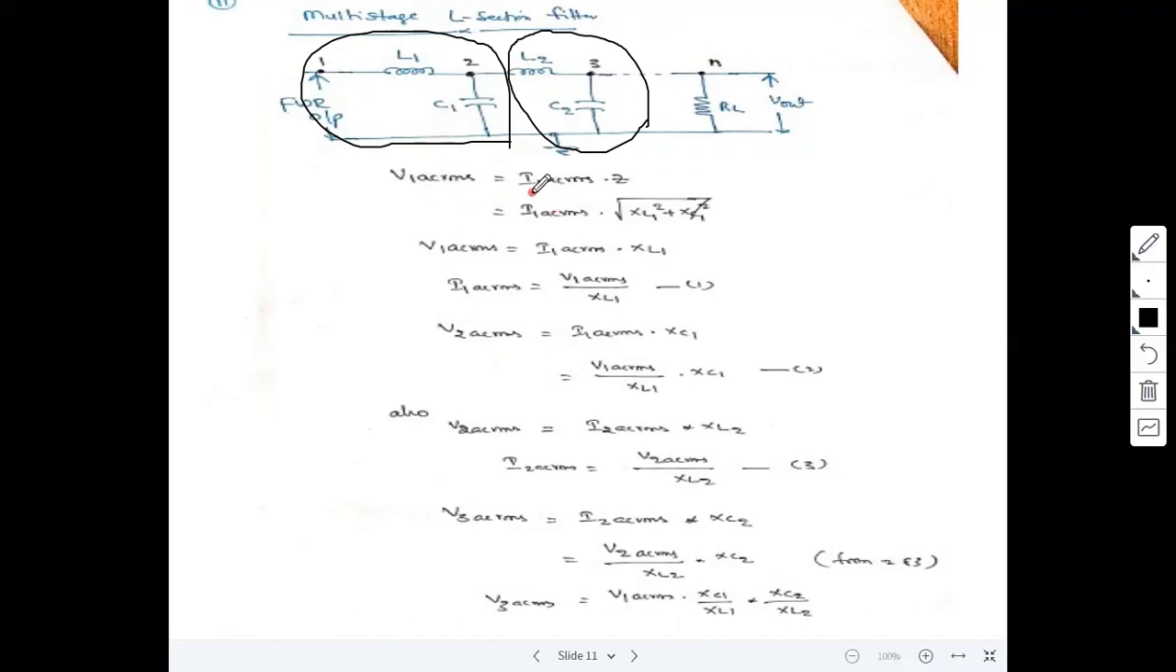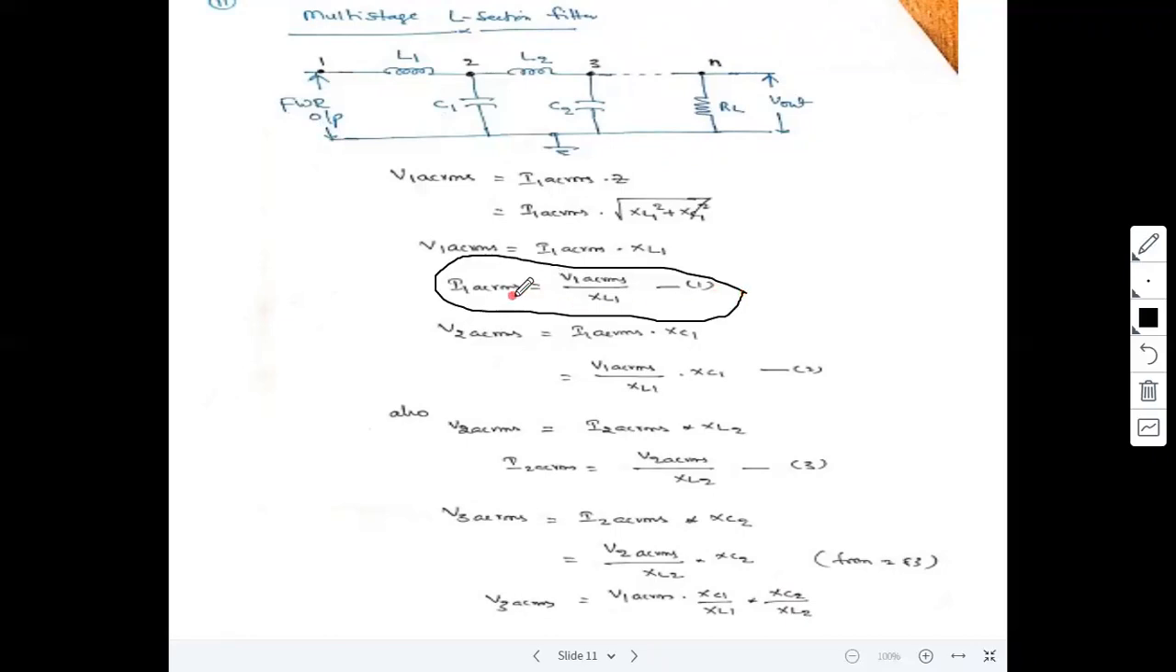Now here, V1 AC RMS, meaning the voltage at node 1 in the first loop, is equal to, as in the previous filter circuit, I1 AC RMS into Z. It contains only XL square plus XC1, and XC1 gets cancelled. Why? Because AC components all pass through ground. Up to this point it is the same as the previous single stage L section filter circuit. I1 AC RMS is equal to V1 AC RMS by XL1.